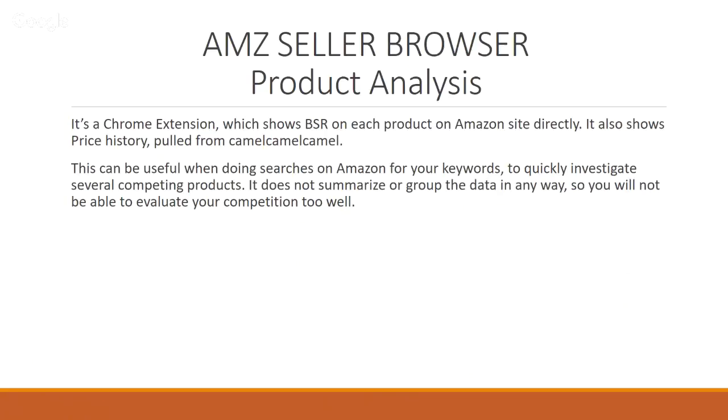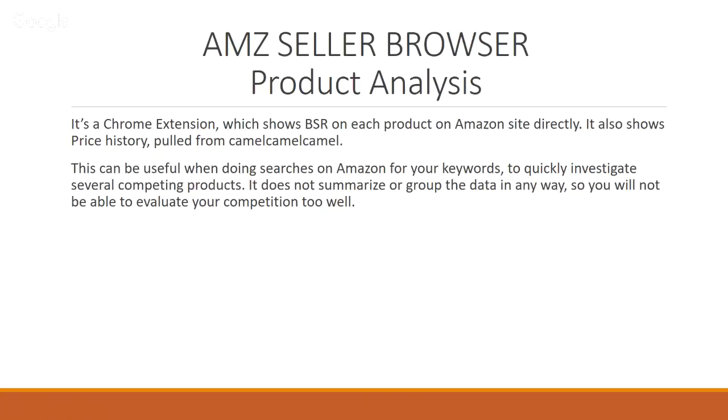AMZ Seller Browser. Now, this is not my favorite, I'll be honest with you, but again, it's a Chrome extension, and it shows you the BSR on each of the products directly on a search result. It's a little bit off-putting, this, but I'll show you what it's like afterwards. And what it does is utilize CAMEL in order to bring in some of the pricing history.